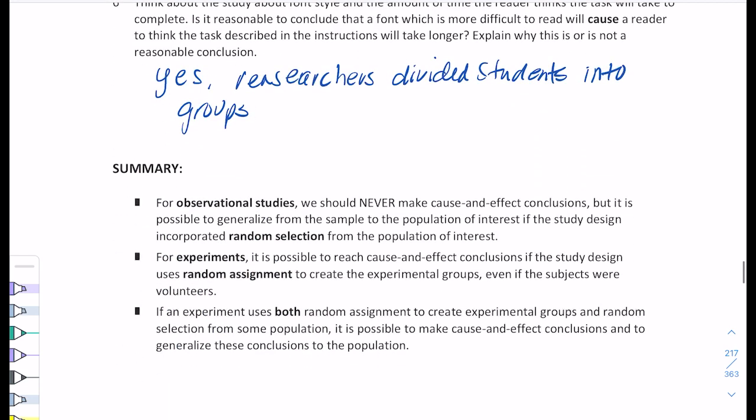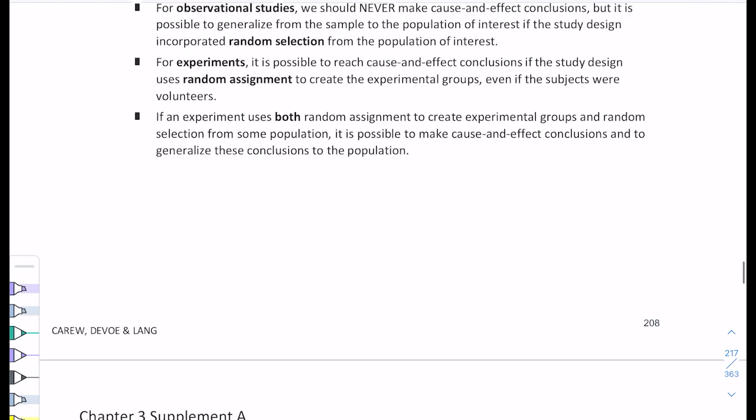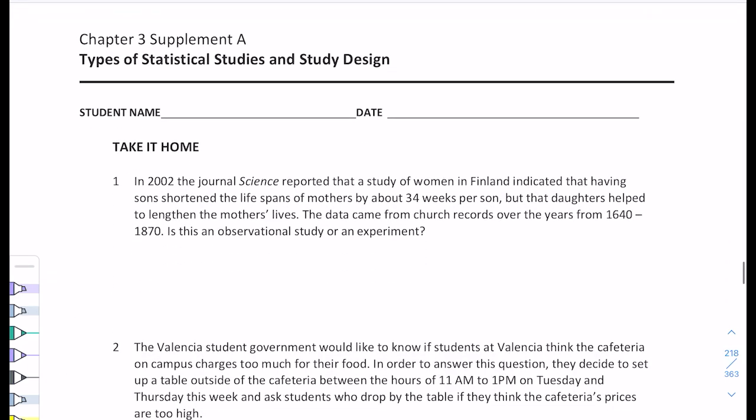And then we have our summary here, which is very important to read. So please make sure you go over this. If you have any questions, please don't hesitate to ask me. And there is homework right after this, which is important for you to try. If you have any questions, please reach out to me.